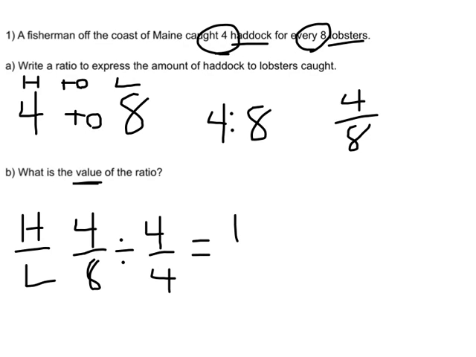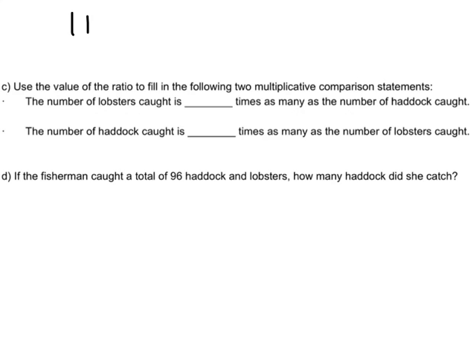So 4 divided by 4 is 1. 8 divided by 4 is 2. So I get a ratio, the value is 1/2. I can also write this as 1 to 2. Remember, haddock to lobster. All right, now I'm going to rewrite that up here just so we got it. Haddock to lobster, I know my value is 1 to 2. And I could also write it like this, haddock to lobster, 1 to 2.